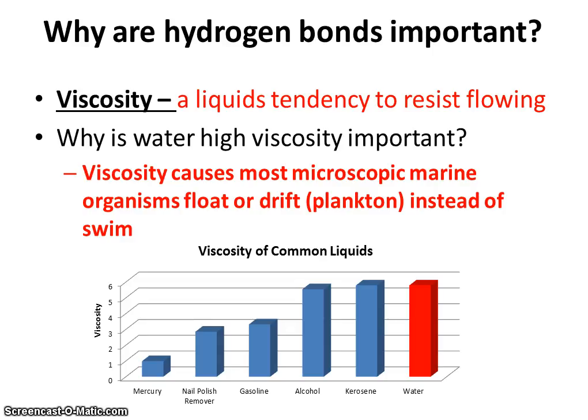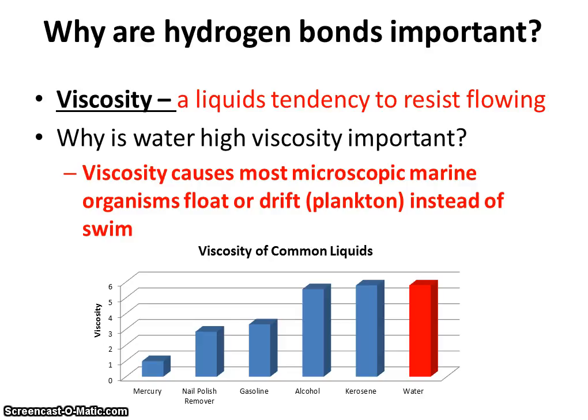And as a result, most of the smaller life in the ocean is plankton. That means instead of swimming, they float or drift. Plankton is any organism that floats or drifts. The reason they're floating and drifting is because they're small and water has a relatively high viscosity, and as a result, they can't swim through water. To them, it'd be like swimming through concrete.